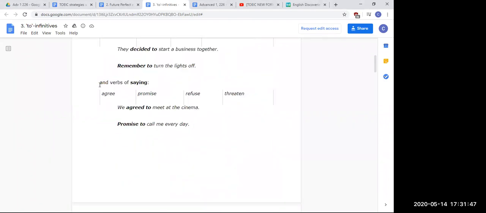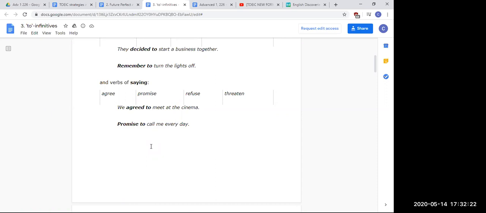Okay. We also use the infinitive for these verbs of saying: agree, promise, refuse, and threaten. So we agreed to meet at the cinema, promised to call me every day. So you have another imperative. It's not very interesting, but it's necessary.